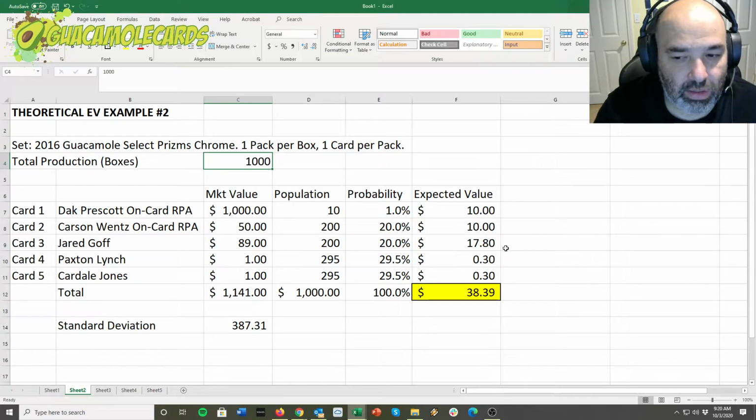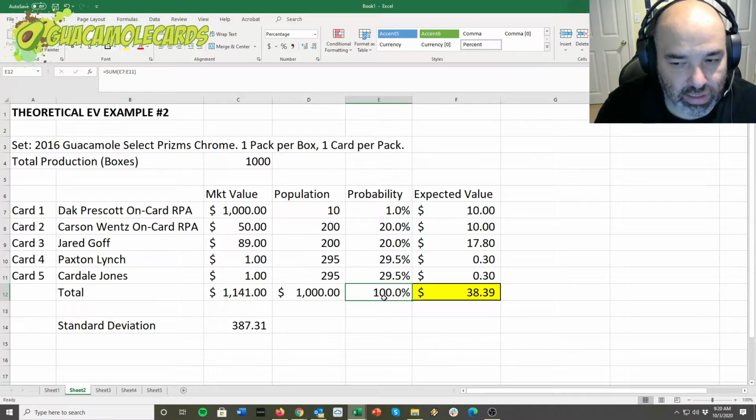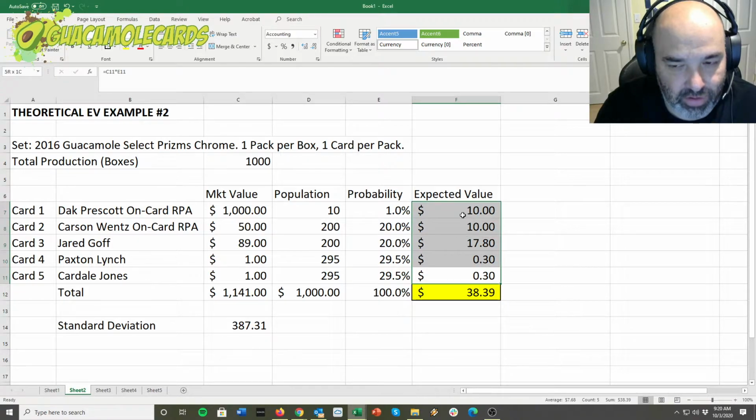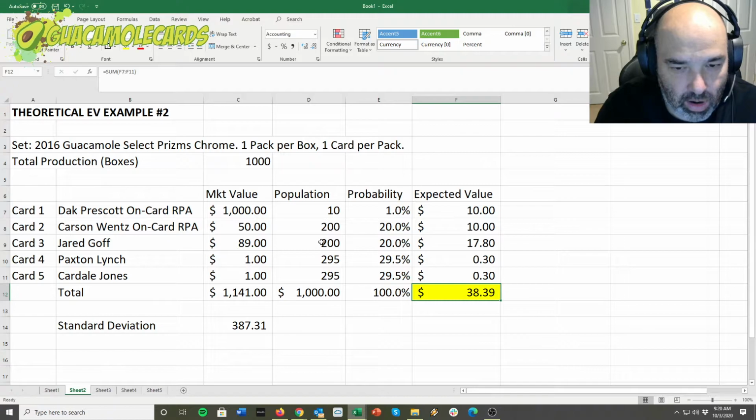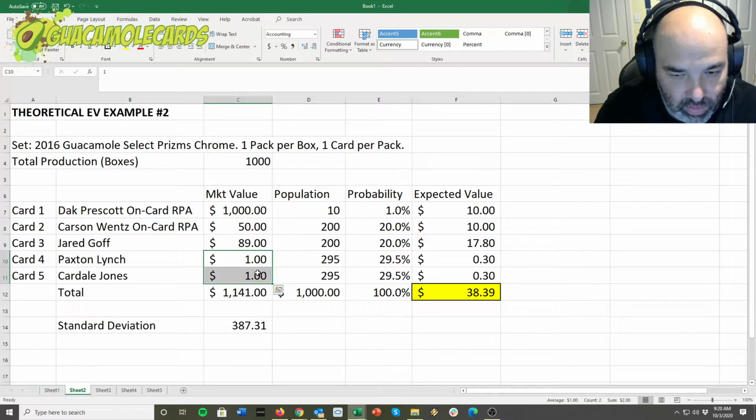So because there's a 100% chance you're going to get something, the expected value is the sum of the individual expected values for each card. So our expected value from this box is $38.39 because there is a 41% chance we pull a card that is worth either 1,000, that is worth 50, or is worth $89. But there's a nearly 60% chance we pull a card that's only worth $1. So that's the gamble.